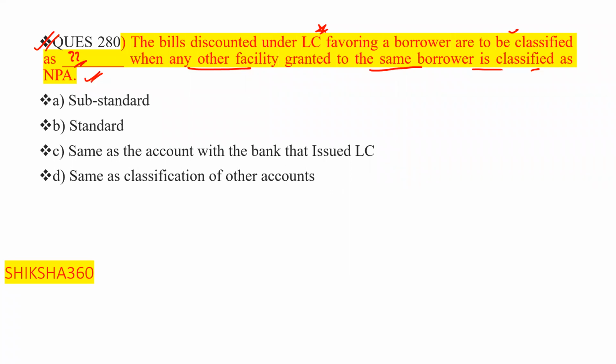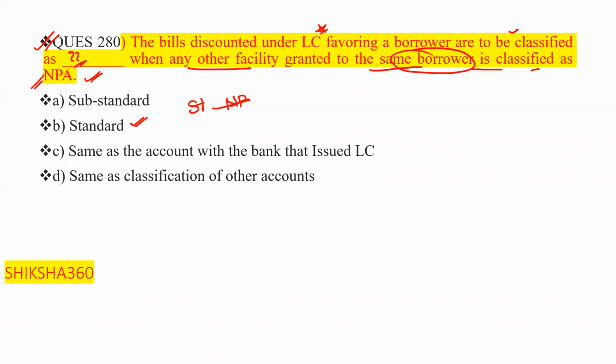The bills discounted under LC favoring a borrower are to be classified as standard, not as non-performing, even when any other facility granted to the same borrower is classified under the NPA category. It is basically an exception here.